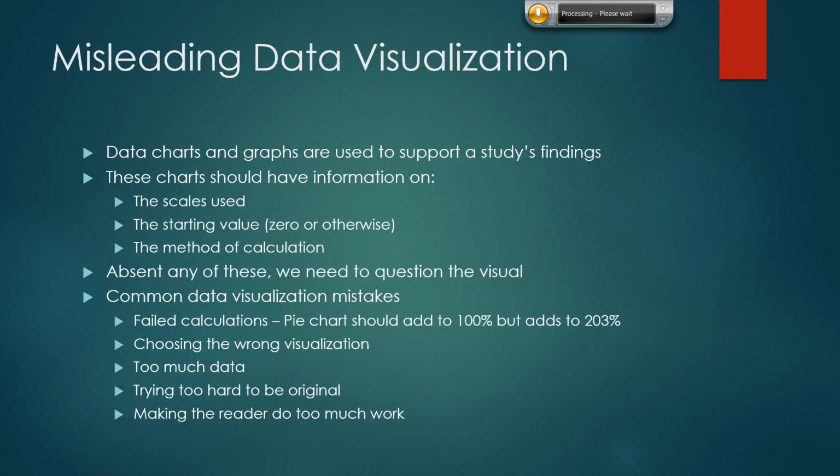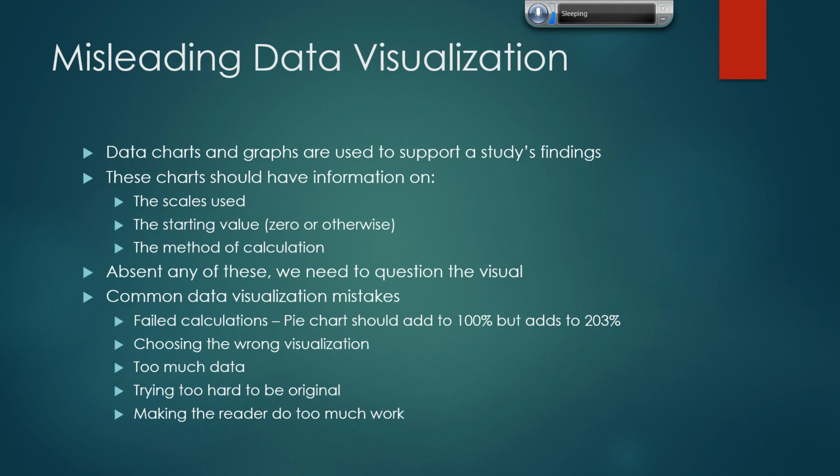Misleading data visualization. Data charts and graphs are used to support a study's findings. They're really intended to be visuals that further the understanding of what the study has found. That's all their role is. Okay? And these charts should have information on things like the scales that were used. When we're showing numbers, what do the numbers actually mean? The starting value, very often that's 0, or it could be some other value, so that we can see the scale and the information as it relates back to the starting point or the 0 point.